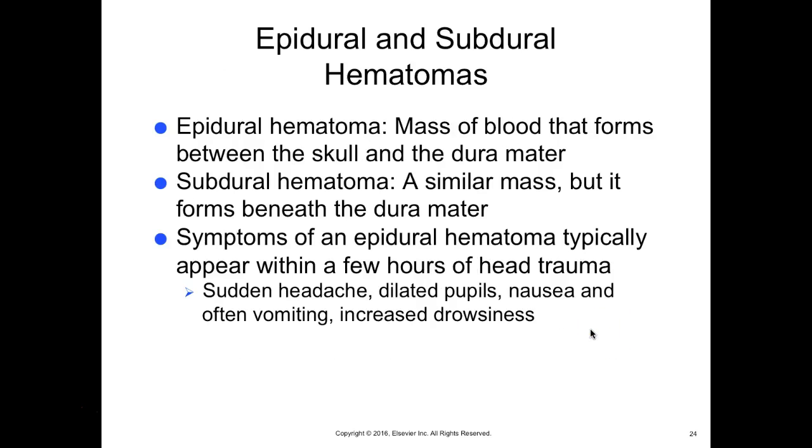Epidural and subdural hematomas. An epidural hematoma is a mass of blood that forms between the skull and the dura mater, and a subdural hematoma is similar, a mass of blood, but it's beneath the dura mater. Symptoms of an epidural hematoma typically appear within a few hours of head trauma. Somebody could have been hit in the head, or fallen and hit their head. Typically they'll have a sudden headache, dilated pupils, nausea, sometimes vomiting, and increased drowsiness.